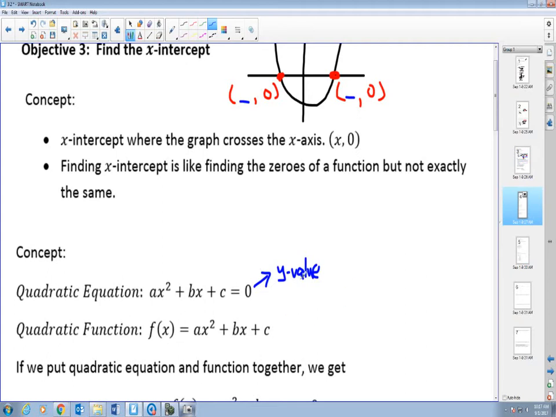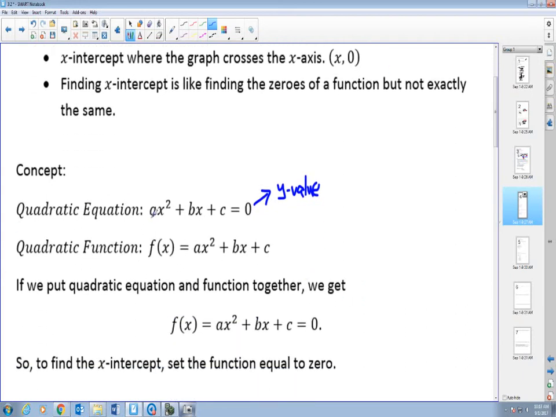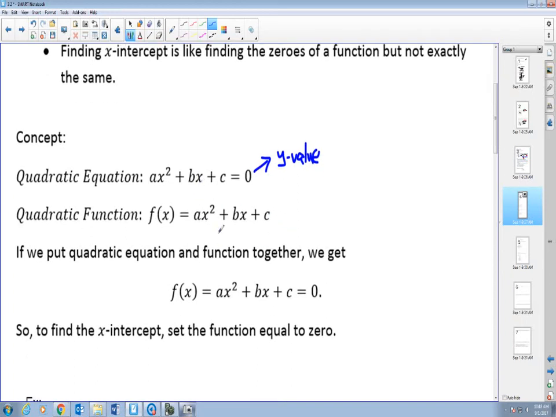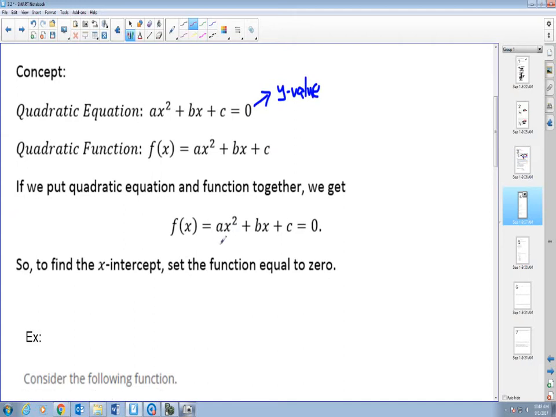So that was the same thing as saying finding the x-intercept. When we used to have my quadratic equation set equal to 0, and now I'm having a quadratic function where f of x is equal to ax squared plus bx plus c. So if we put the two together, this part is a quadratic equation, this part is a quadratic function. So if f of x is equal to this and this is equal to 0, that means my f of x is equal to 0. That's referring to y is equal to 0.